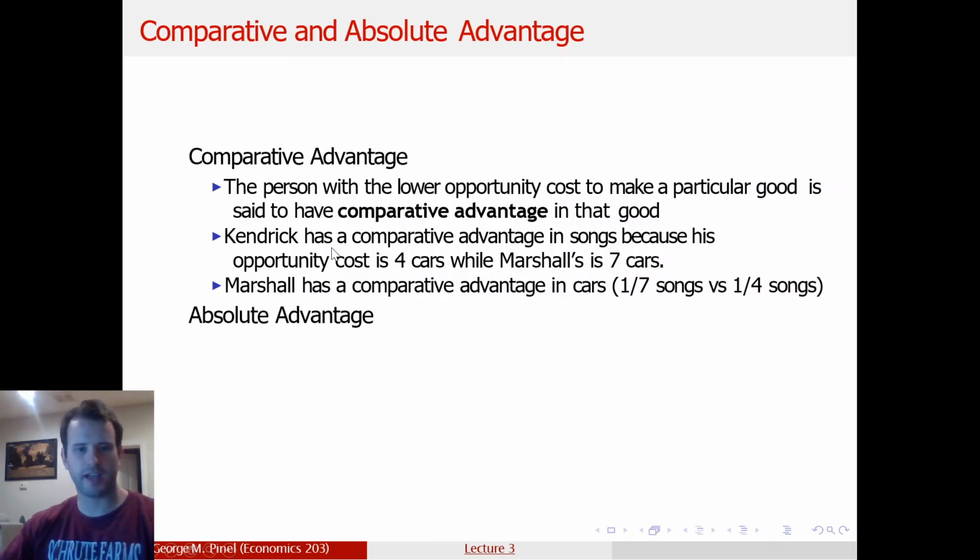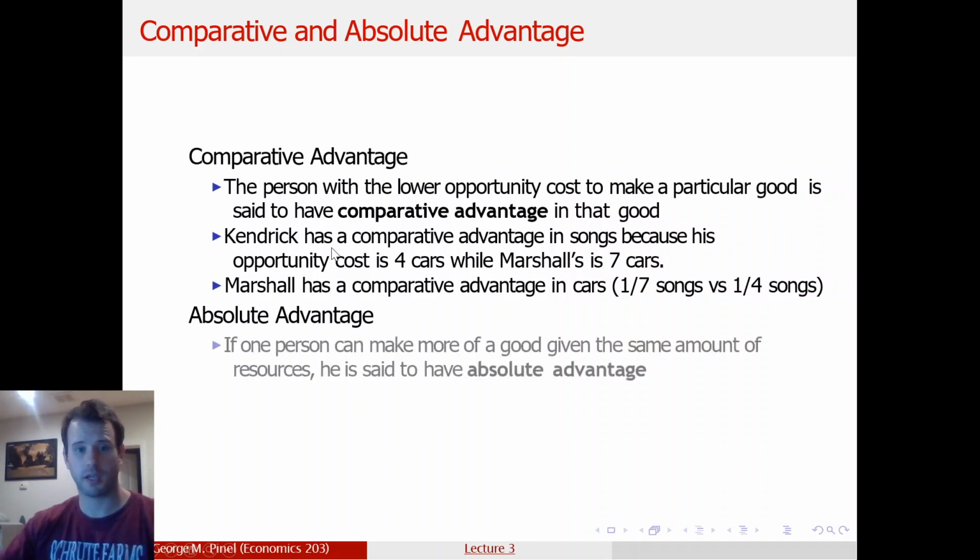Absolute advantage, on the other hand, is just being able to make more of a thing. If one person can make more of a good given the same amount of resources, he is said to have absolute advantage. So who do you think had absolute advantage in cars and songs?